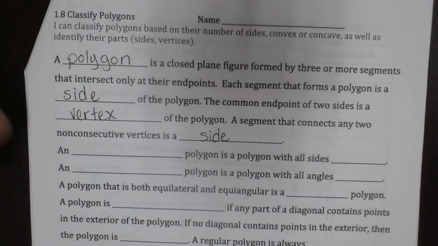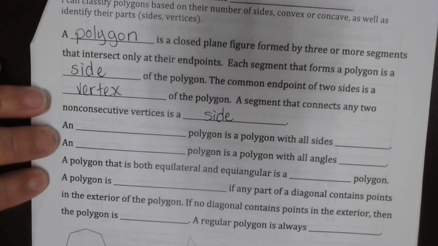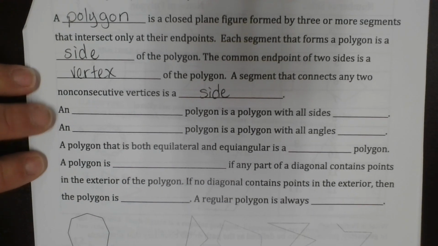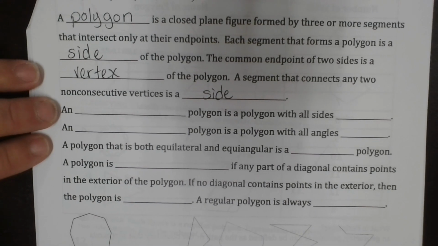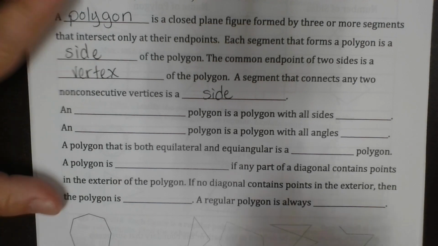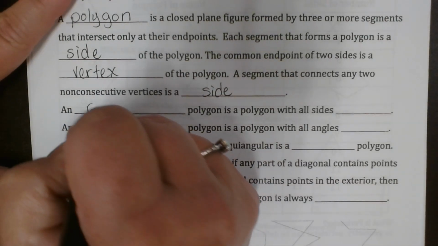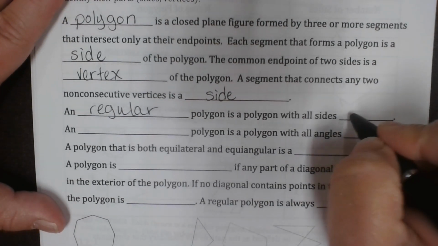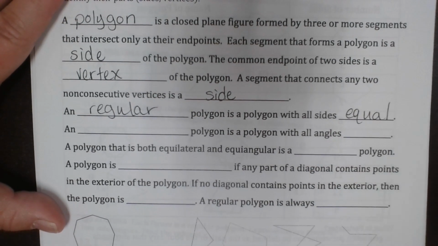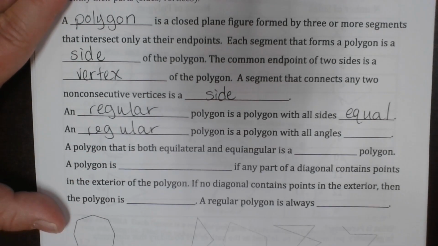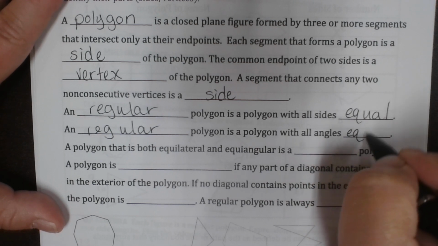Okay. Now we get into what is probably new language maybe for you, but we talk about a polygon where everything's equal. All the sides are the same length. All the angles are the same inside of it. So that polygon is called a regular polygon with all sides equal. And same thing for the next line, a regular polygon with all angles equal.